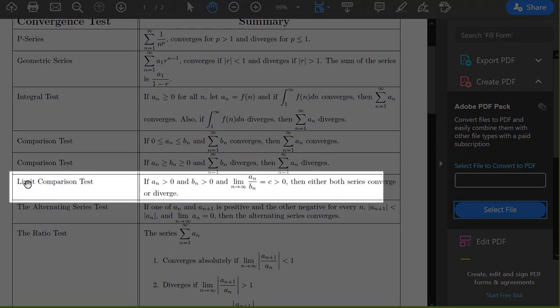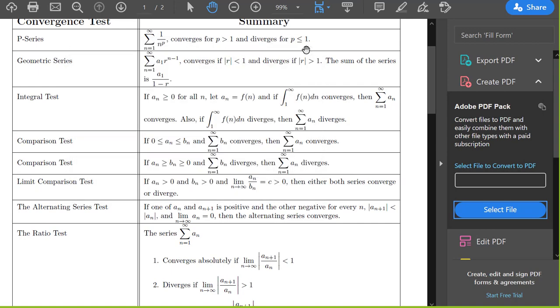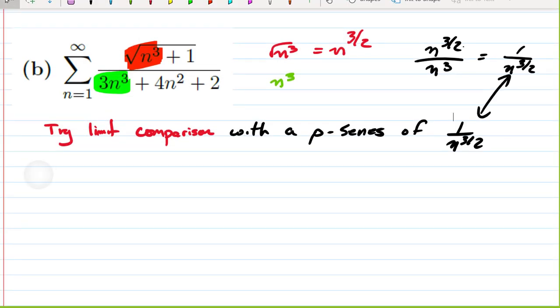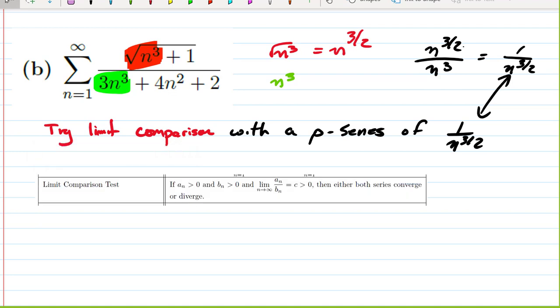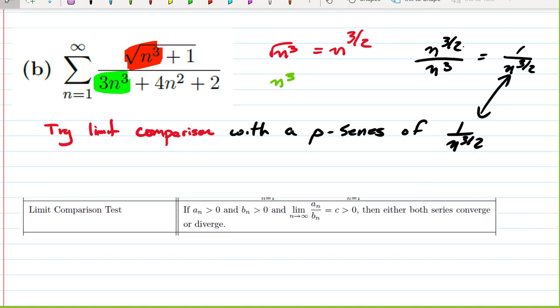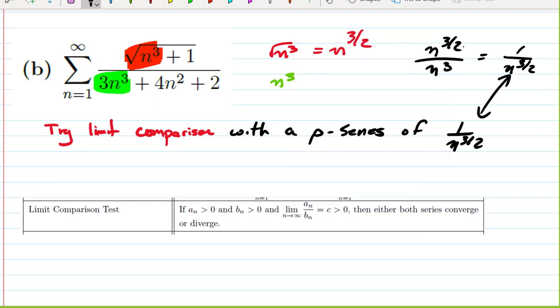So our limit comparison test says if the a_n are all bigger than 0 and the b_n are all bigger than 0, and the limit as n goes to infinity of a_n over b_n equals c, which is greater than 0, then either both series converge or diverge. So in other words, they share the same fate. So we want to compare that with a p-series of the form 1 over n to the 3/2.